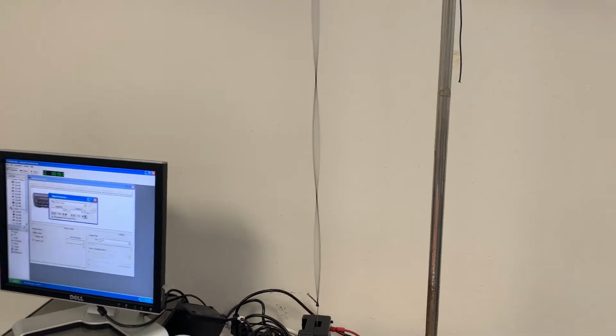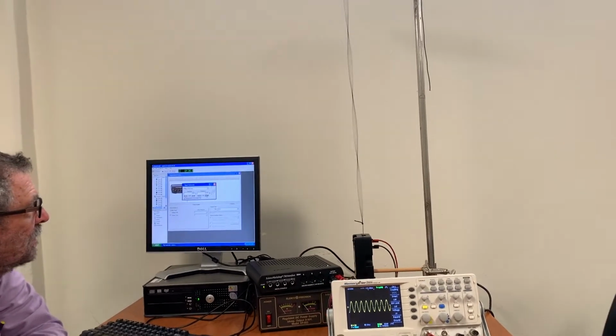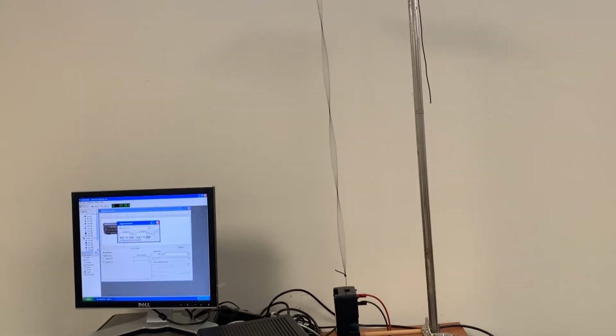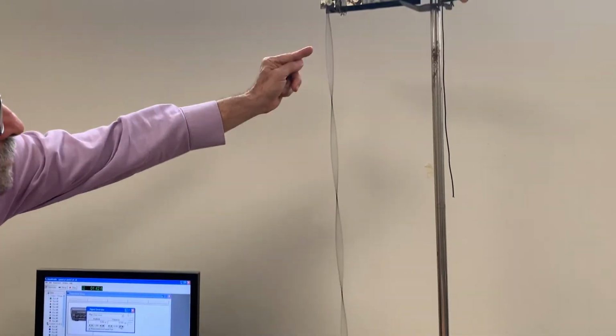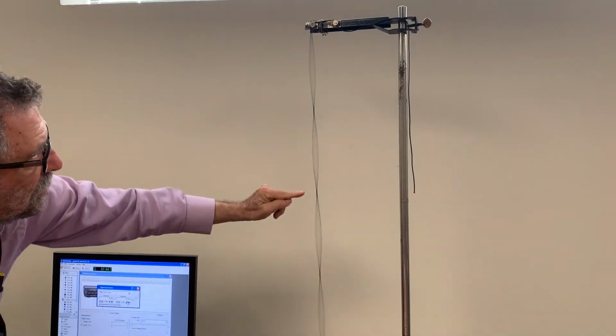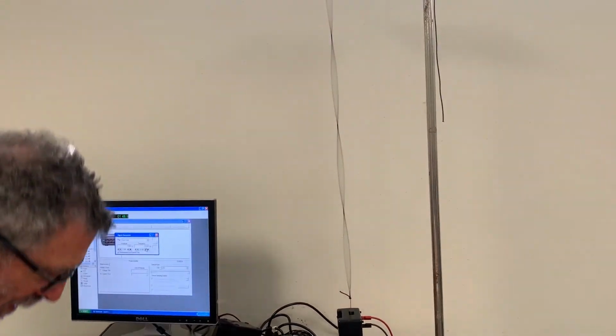82.1. So that looks good. 82.7, 82.6, something like that, right? So you got 1, 2, 3, 4 antinodes. 1, 2, 3 nodes in the middle, 1 node at the top, 1 node at the bottom.